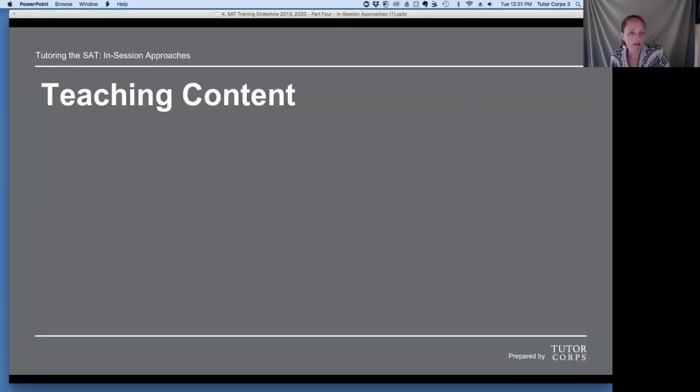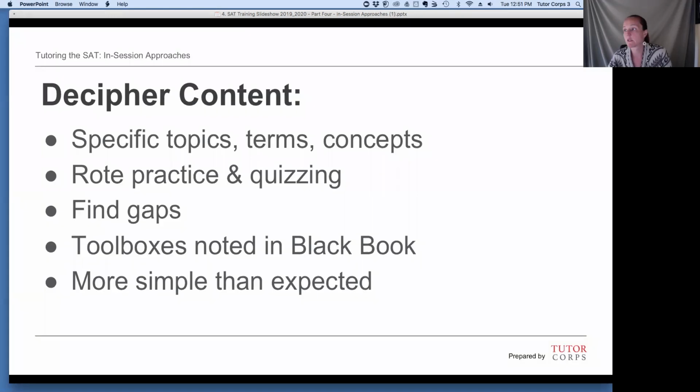Okay, so this is the part that should be more straightforward, which is teaching content. Content is all the stuff in the SAT that they're actually supposed to be testing for. It's surprisingly basic, mainly because they really need it to be as accessible to as many students as possible. So teaching content involves helping students understand specific topics, terms, and concepts in the areas of reading, writing, math, science, and essay writing that they'll need to know to be successful.